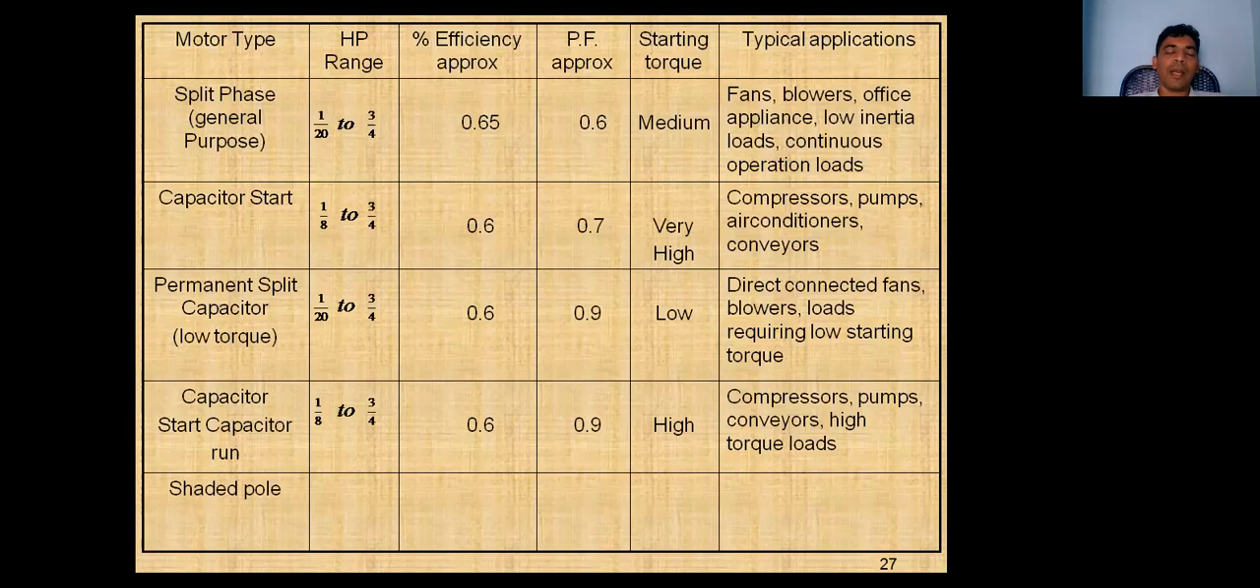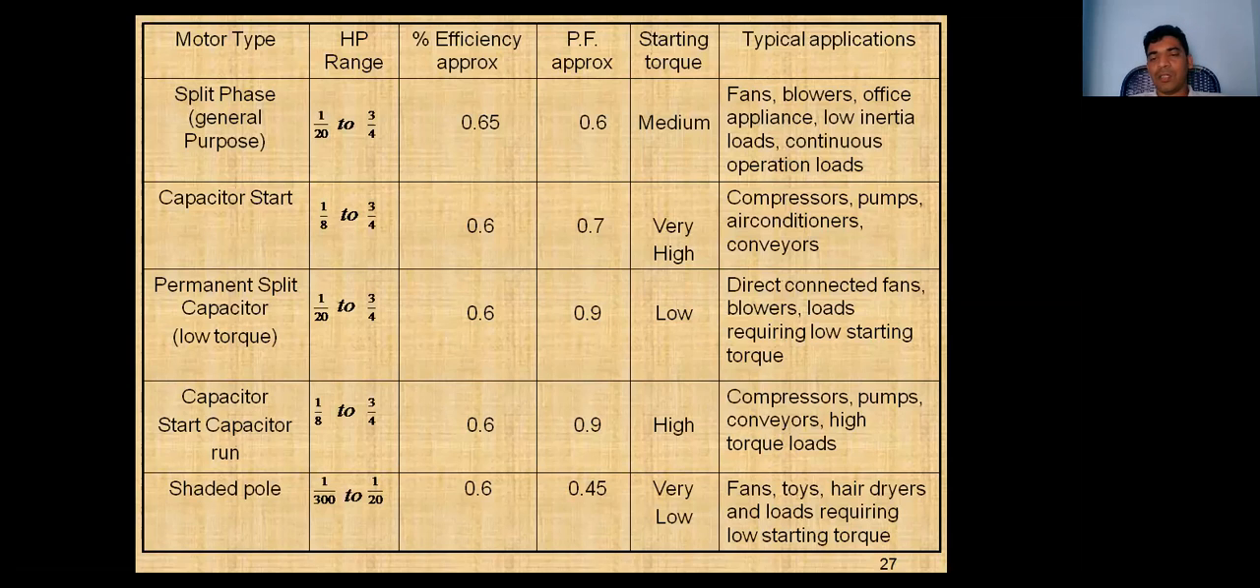Coming to the shaded pole type single phase induction motor, it is also a fractional horsepower motor, 1/300 to 1/20. Its efficiency is around 0.6, but its power factor is very low, 0.45, and its starting torque is also very low, around 50% of full load. Its applications are fans, toys, hair dryers, and loads requiring low starting torque.